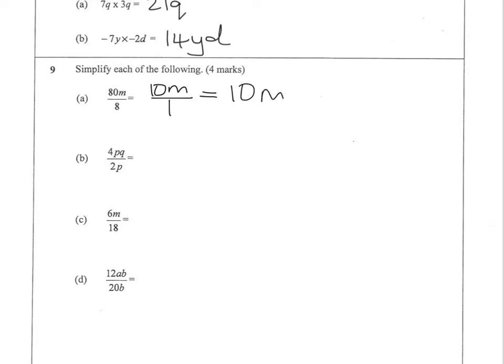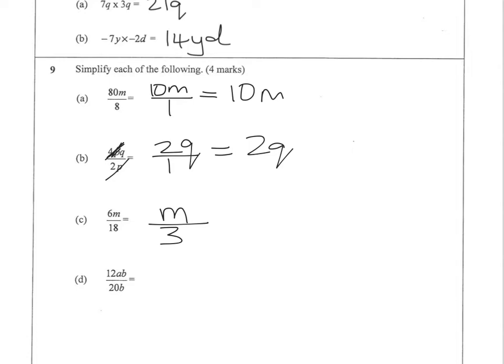Okay. 2 goes into 4 twice. And 1. The p's can cancel each other out. And we're left with Q on top, so 2Q. 6 goes into both, so 6 goes into 6 once, and we have an M on top. You don't need to write the 1. And 6 goes into 18 3 times.